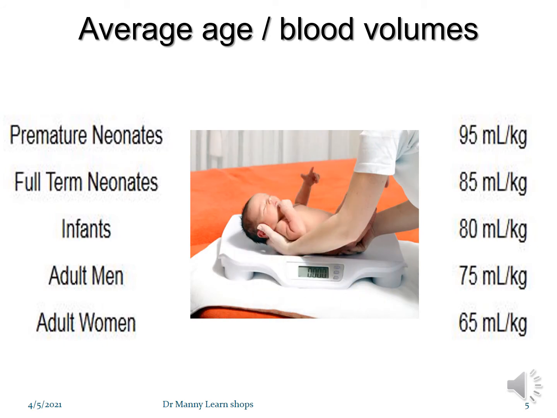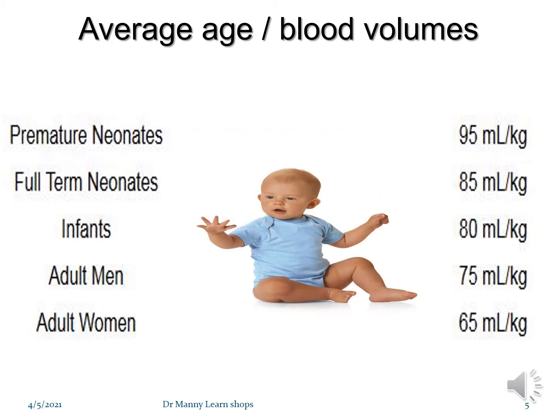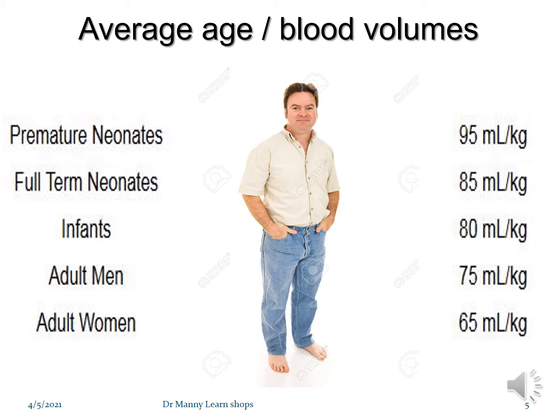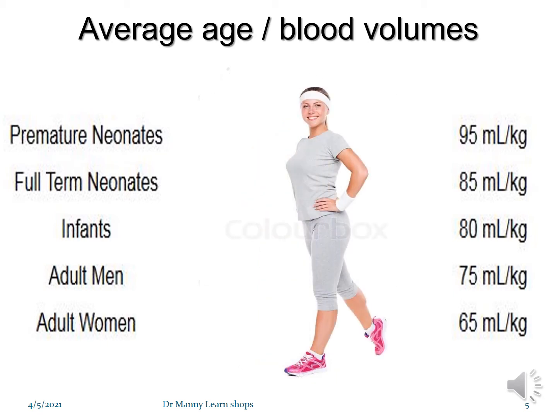Small neonate, about 85 mils per kg. Infant, 80 mils per kg. Adult male, about 75 mils per kg. Adult female, about 65 mils per kg.